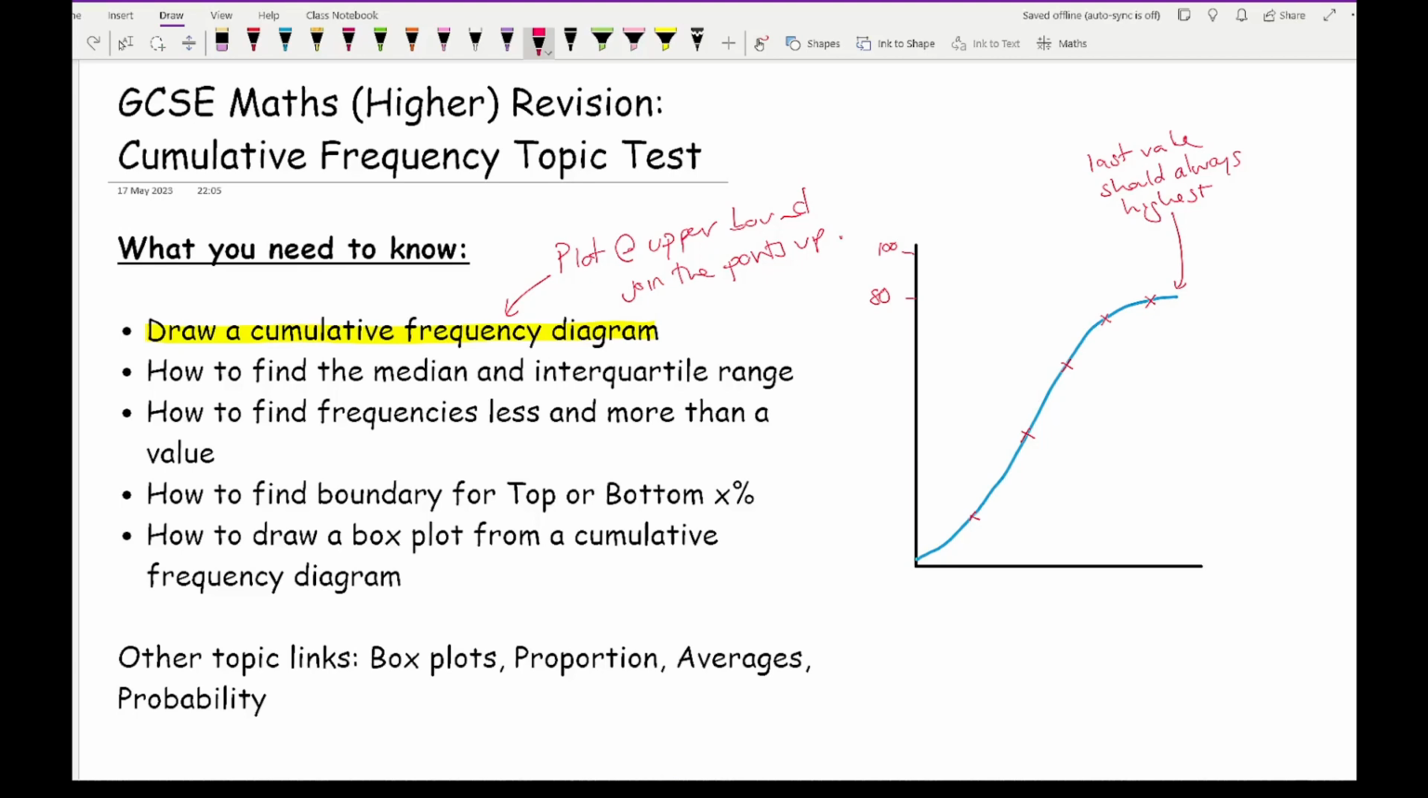Now the next thing you need to be able to do is know how to find the median and the interquartile range. For this, to find the median, it's all about the position. The position of the median is always going to be 0.5 times the total frequency, or half the total frequency, or total frequency divided by 2. So that's where the median value is going to be, but then the actual median value is this number here. So that there is the median value.